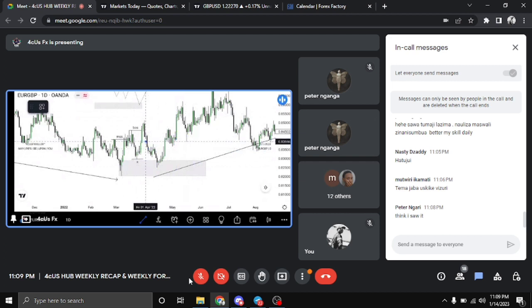So liquidity ikawa generated hapa, price ikaenda break structure, inakupatia confirmation kuwa this market structure itahold, and hii imekupatia confirmation kuwa the bull trade is imminent. So hii pullback ya pili ni ya kumitigate hii liquidity yenye hapa, kutap into your zone, alafu inashoot juu.